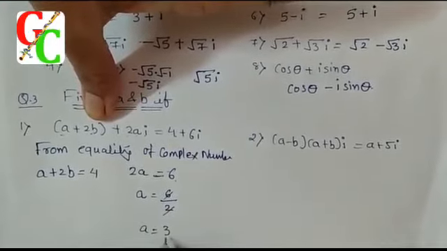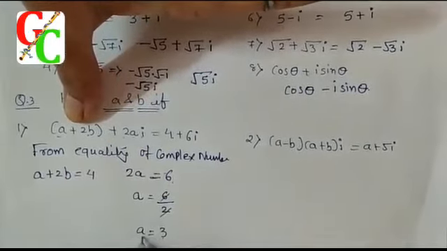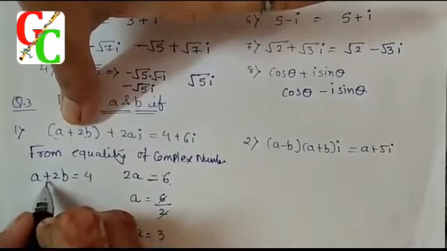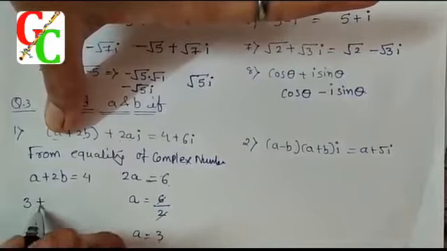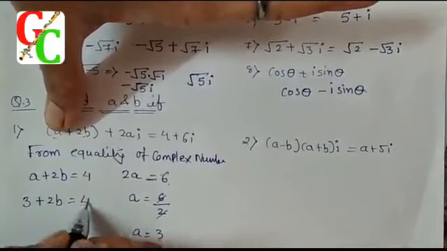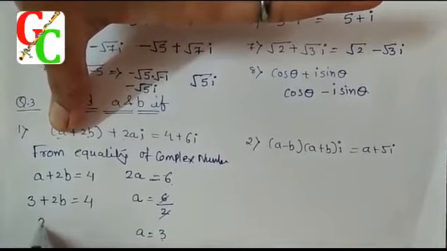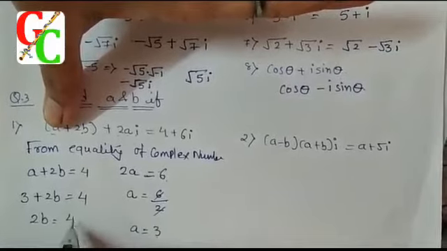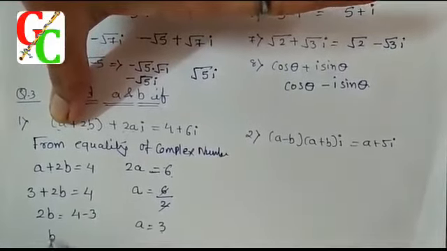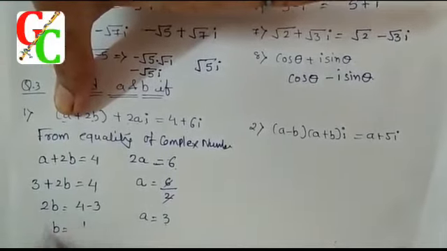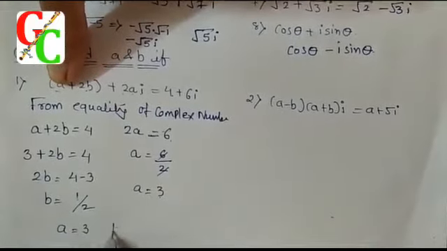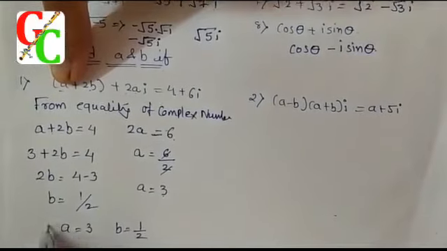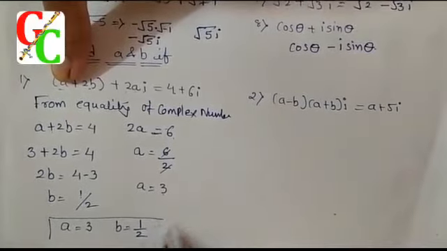Now we put the value of a in this equation. So a is 3, 3 plus 2b is equal to 4. So 2b is equal to 4 minus 3. So our b is 1 upon 2. So our a is 3 and b is 1 upon 2. This is the answer of first question.